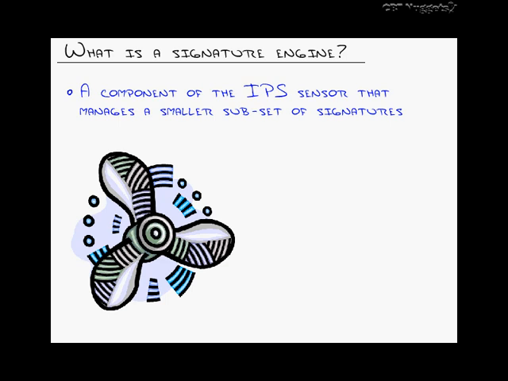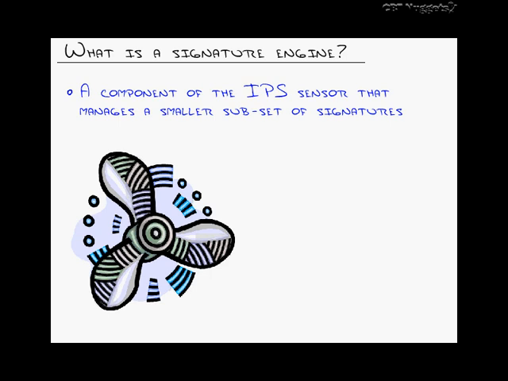So we've talked about signatures and alerts, and now we're bringing up this topic of a signature engine. So we have to ask that question first. What is a signature engine? Well, I put the definition as simply as I could. It's a component of the IPS sensor that manages a smaller subset of signatures.